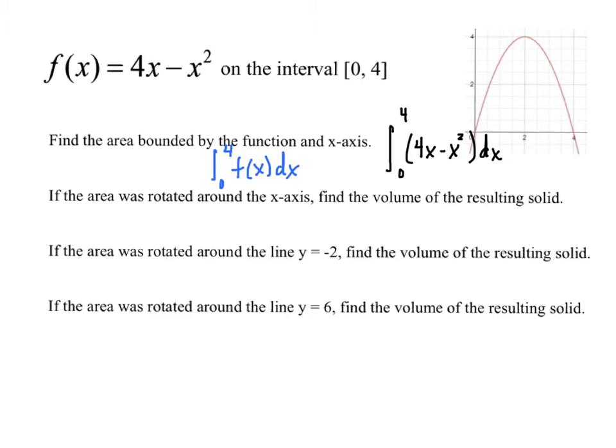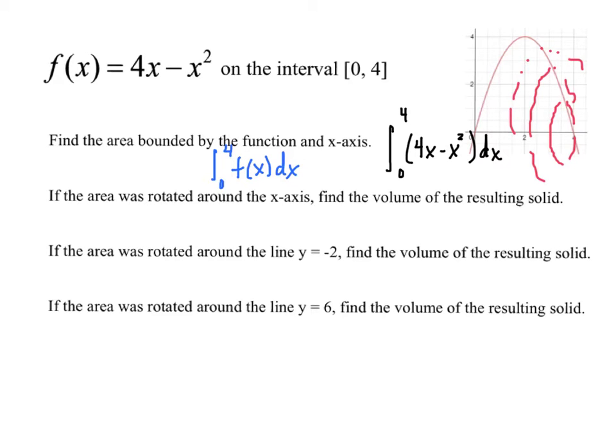Now, if it were rotated around the axis, find the volume of the resulting solid. Well, if it were rotated, if this were spun around, what we would get are circles. Okay, circular cross sections, because this whole shape would be spun around and we would get circular cross sections. It would just look like a solid. If you looked at it head on, it would all be circular.